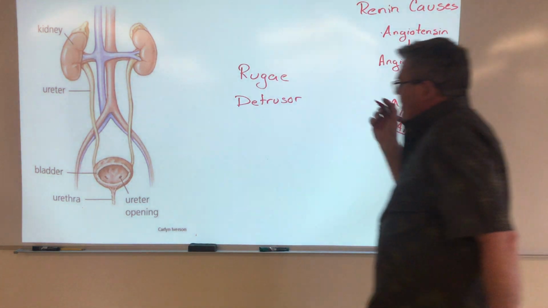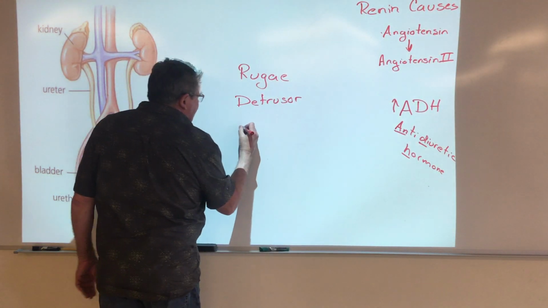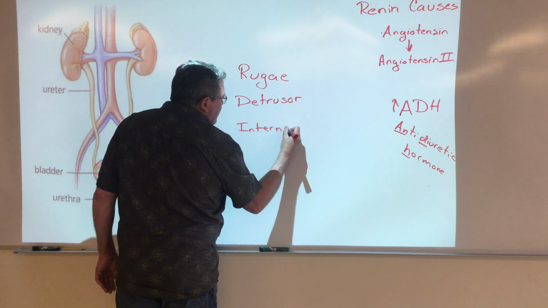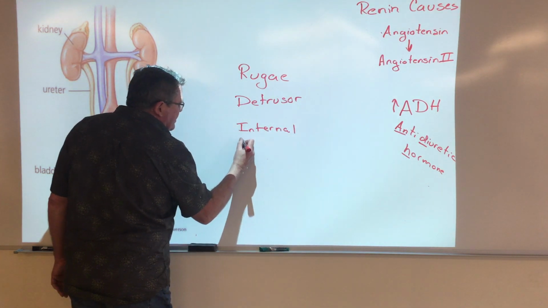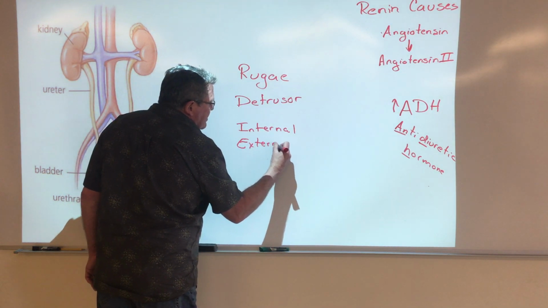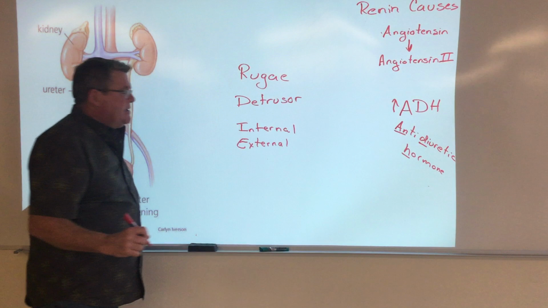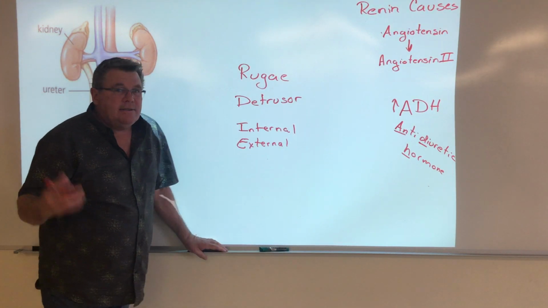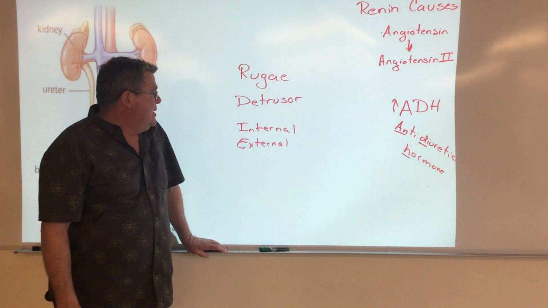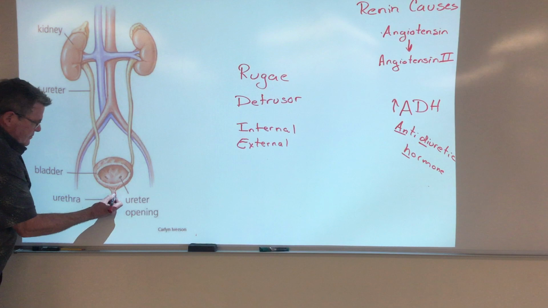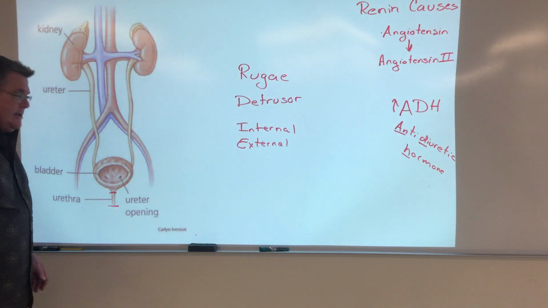Also, a couple of sphincters. There's an internal urinary sphincter, and there's an external urinary sphincter. Now location is going to be a little bit different. Internal is going to be closer to the urinary bladder itself. External will be more distal, further away.